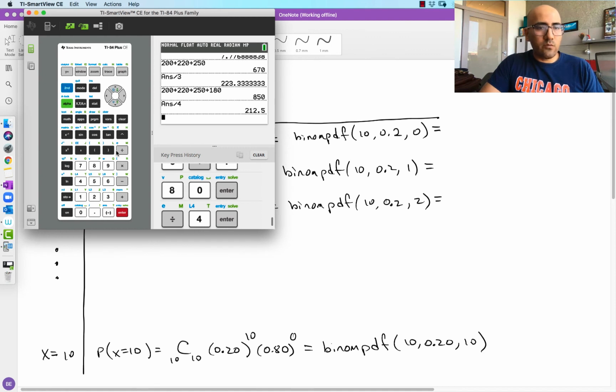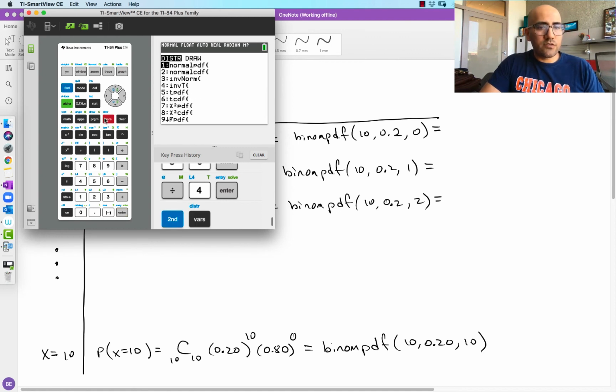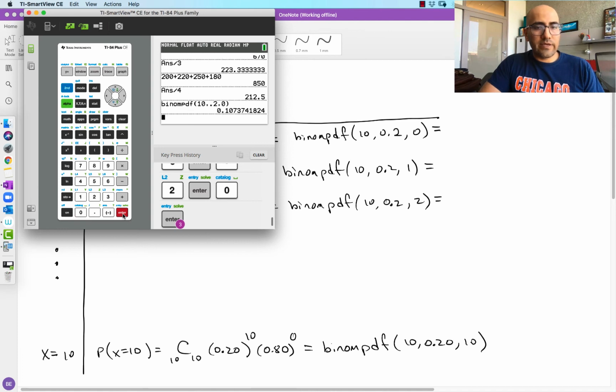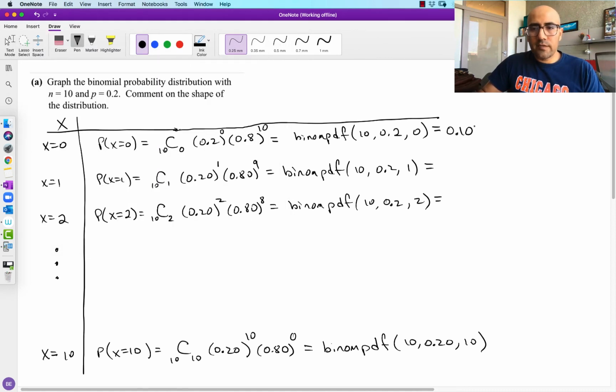So for this first one, we have distributions, binomPDF, and it's going to be 10 trials. Its probability of success is 0.2. And for the first one, we want the value of 0. So we get an answer of 0.1074. Right? There's a little bit more than a 10% chance that we'll get 0 out of 10.